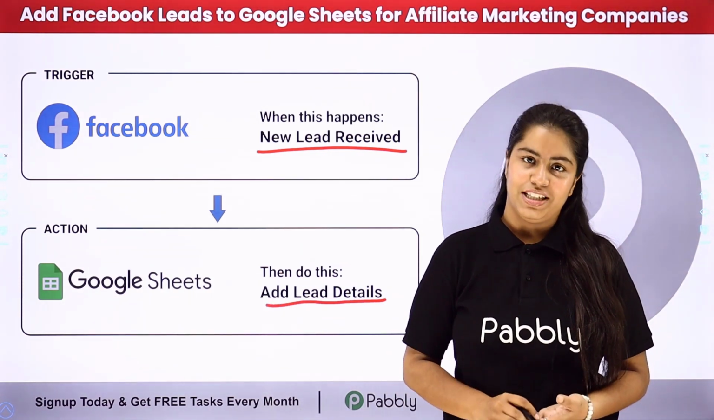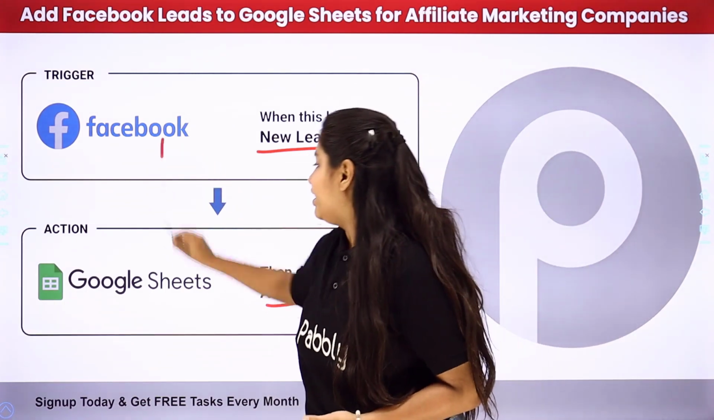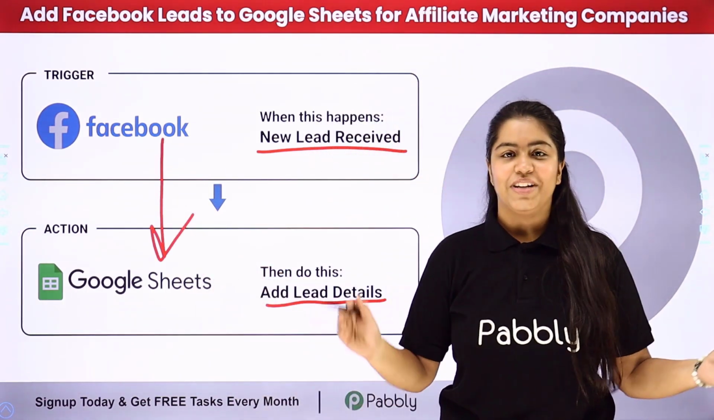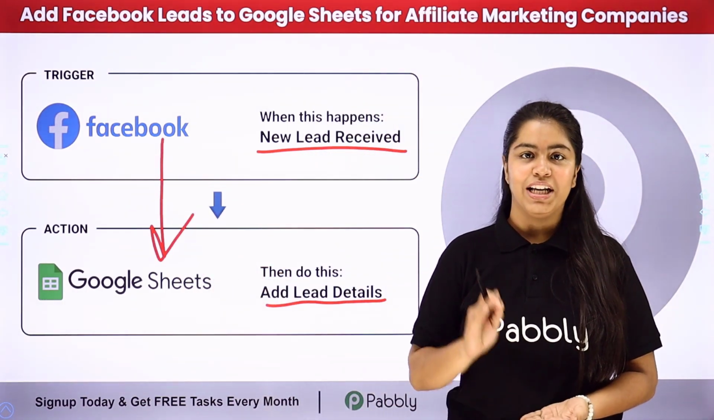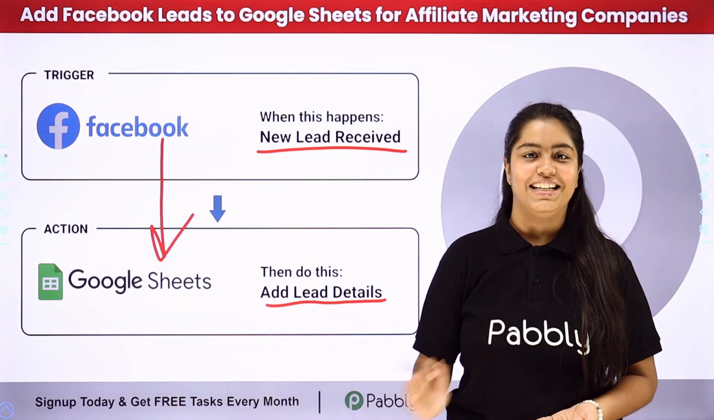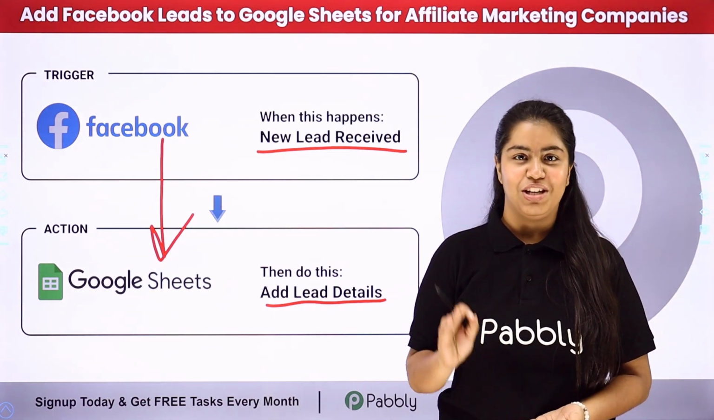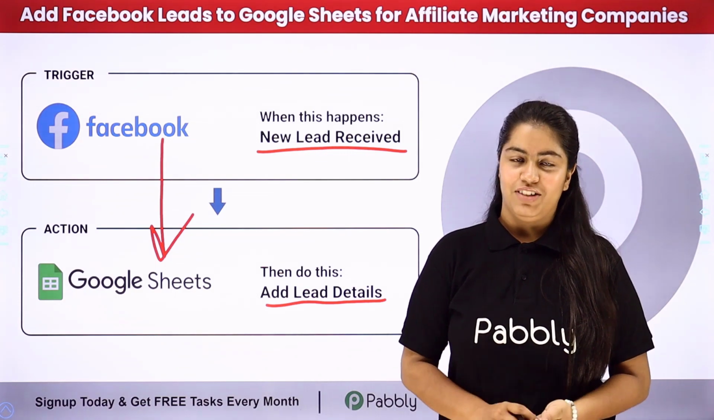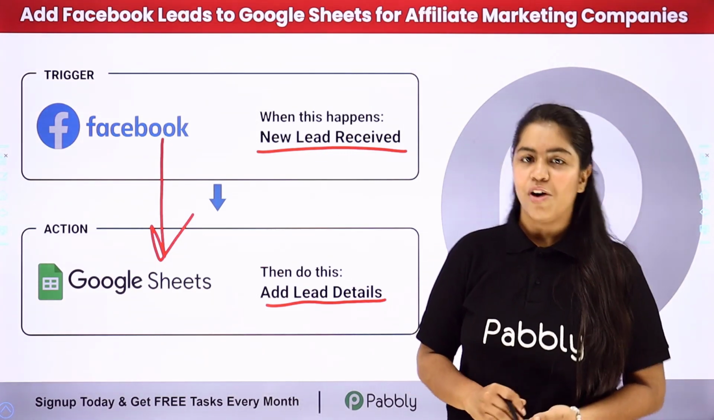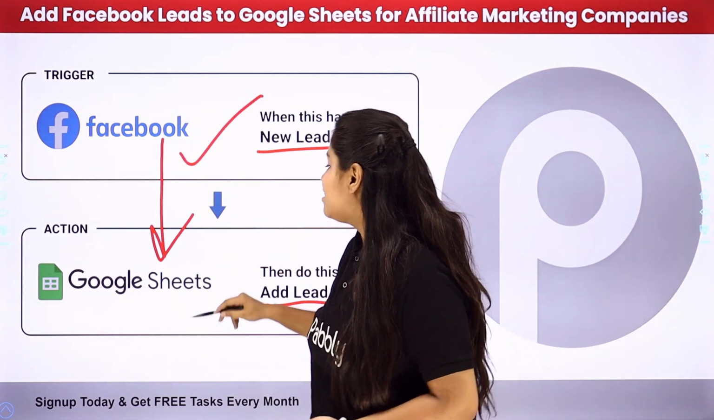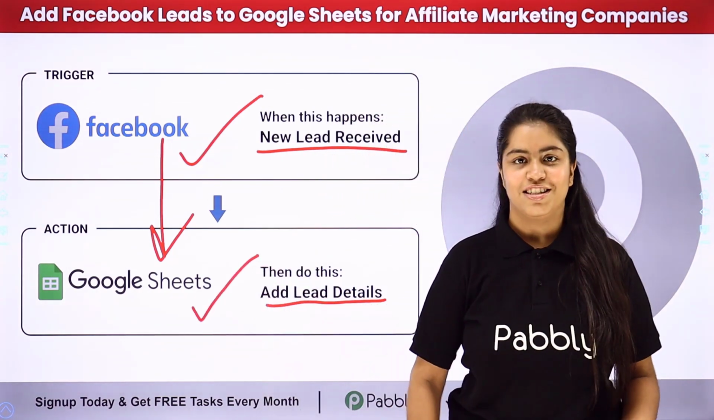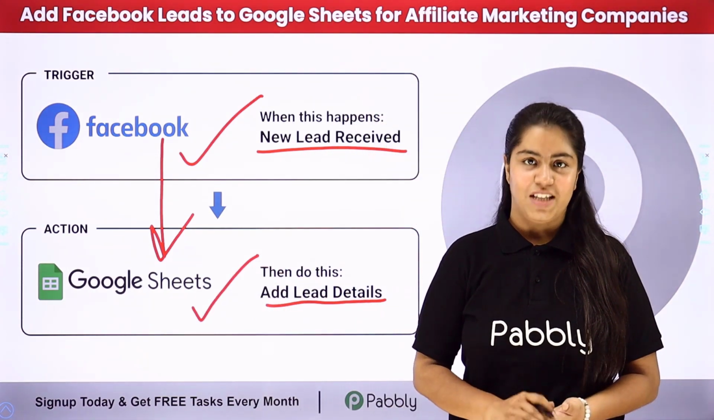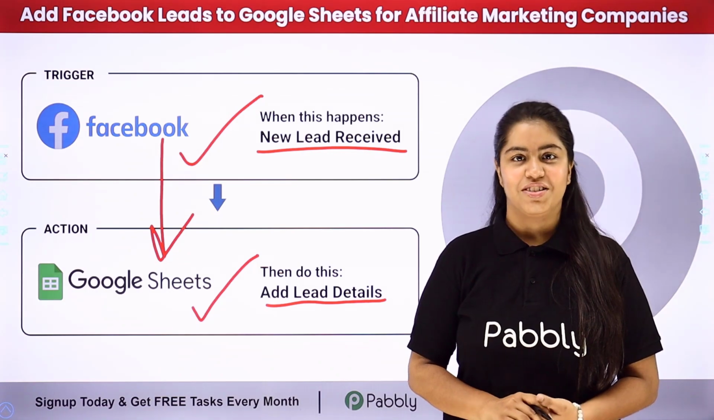For this, we are going to create a connection between Facebook lead ads and Google Sheets. To create this connection without knowing any coding language, we are going to use Pabbly Connect. It is an amazing automation software. So in Pabbly, we have the concept of trigger and action. For trigger, we are going to use Facebook lead ads, and for action, we are using Google Sheets. So if you also want to learn this process step by step, follow me through the screen.